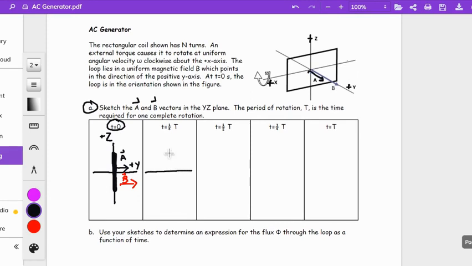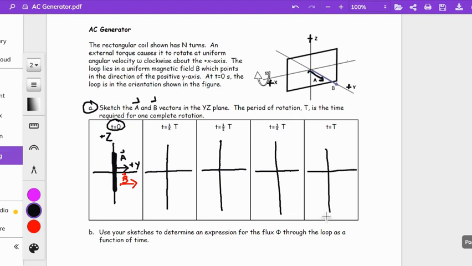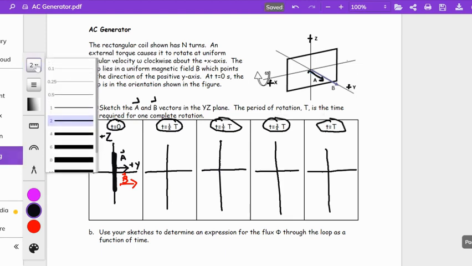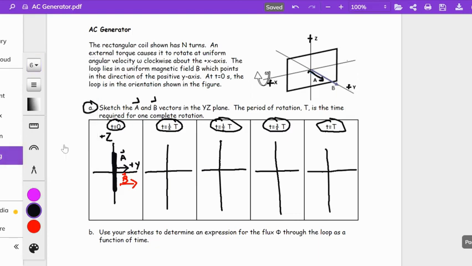I'm going to draw axes across. Something like that. What you'll notice here is that we're breaking this down into fractions of the period that it takes for the loop to rotate around: 1/4 of a period, 1/2 of a period, 3/4 of a period, and 1 full period. First, just so I really understand this, I'm going to sketch the orientation of the loop.